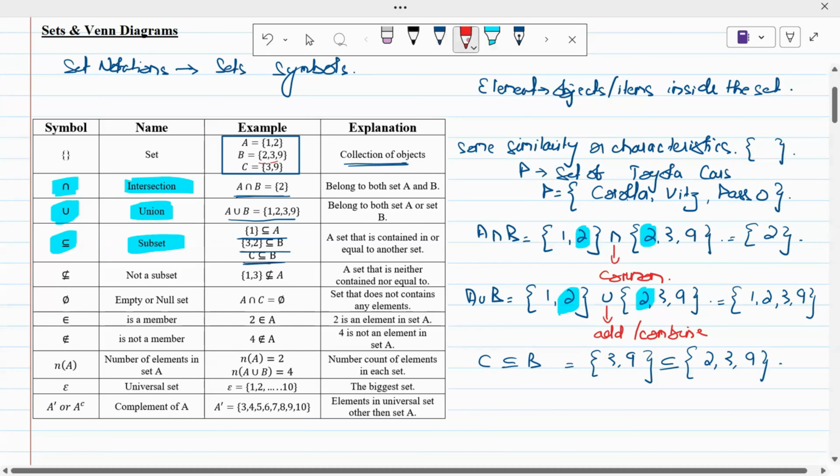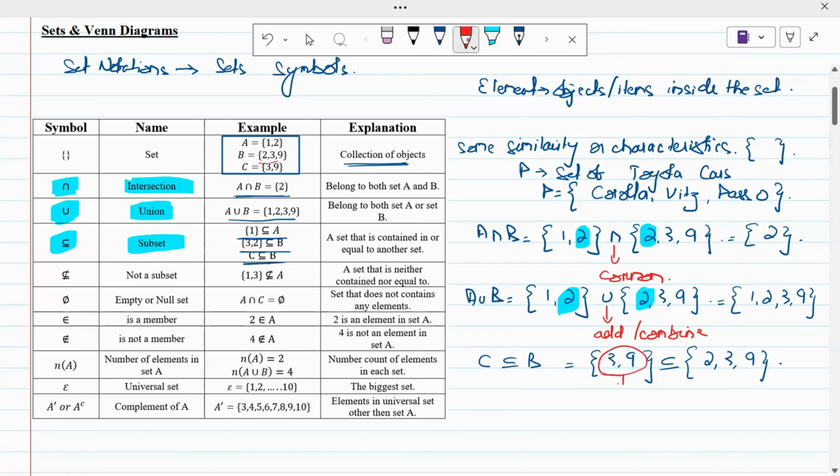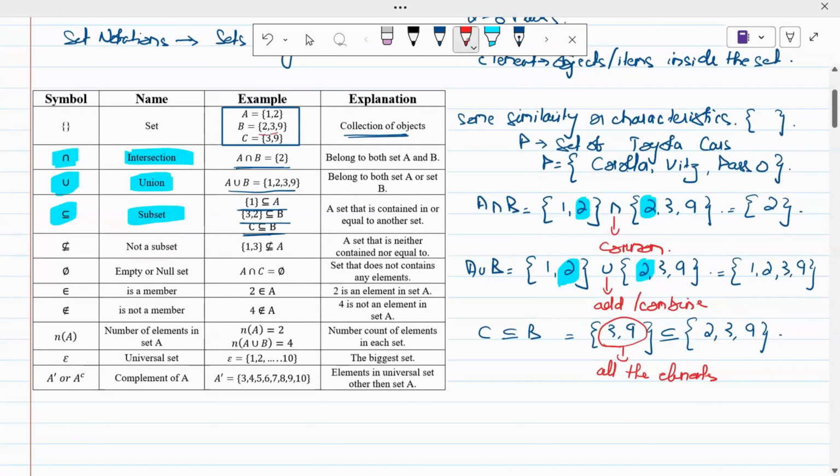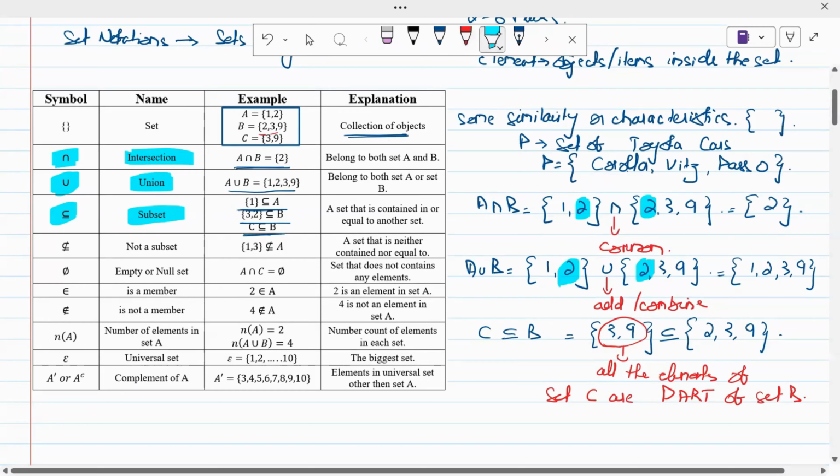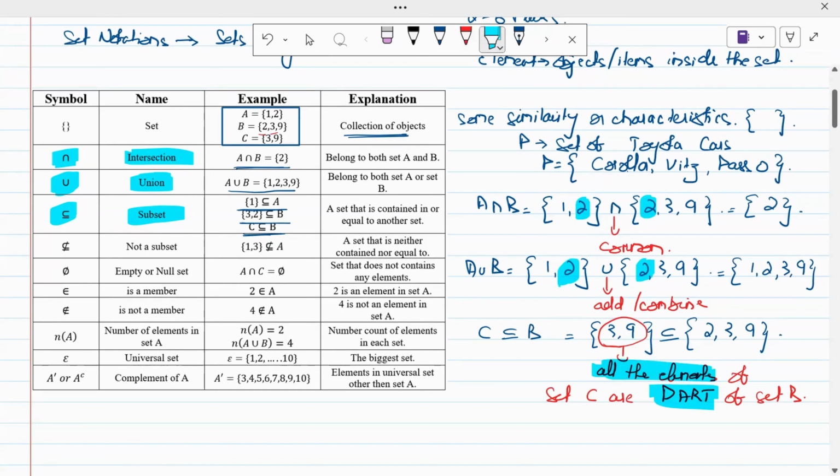So all the elements of set C are part of set B. I'm highlighting the words all the elements. It has to be all the elements, and they have to be part of the other set.